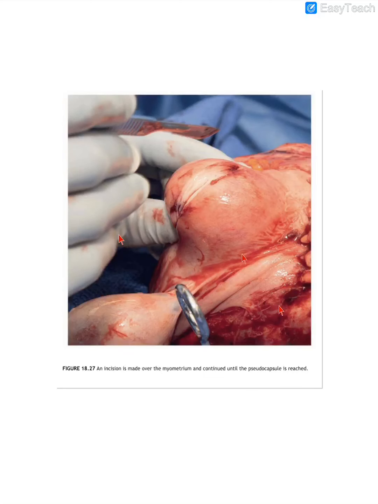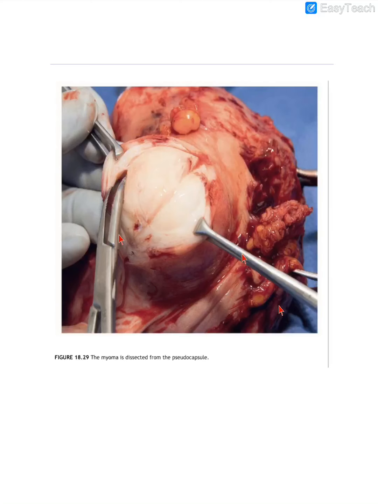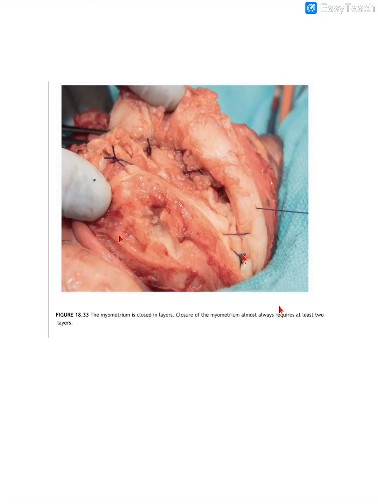Then incision, this is actually a laparotomy picture. Incision is given over the myometrium and continued until the pseudocapsule is reached. Then the fibroid is enucleated. And finally, the myometrium is closed in layers. Closure of myometrium always requires at least 2 layers of closure.